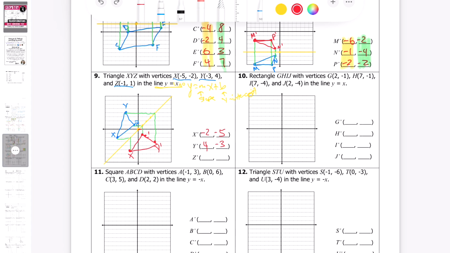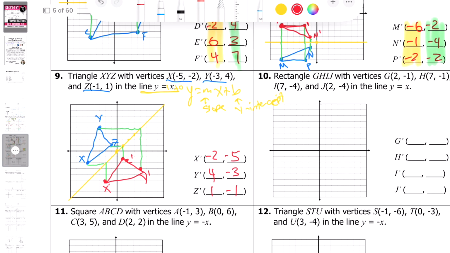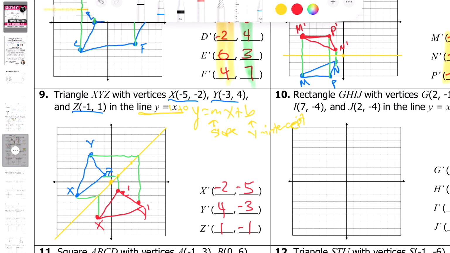So z prime is going to be +1 to the right, down 1. I'm going to get rid of those lines real quick. So +1, down 1, like that. So really quick, I'm going to zoom in here, and I'm going to compare so that we can write a rule for these ones.